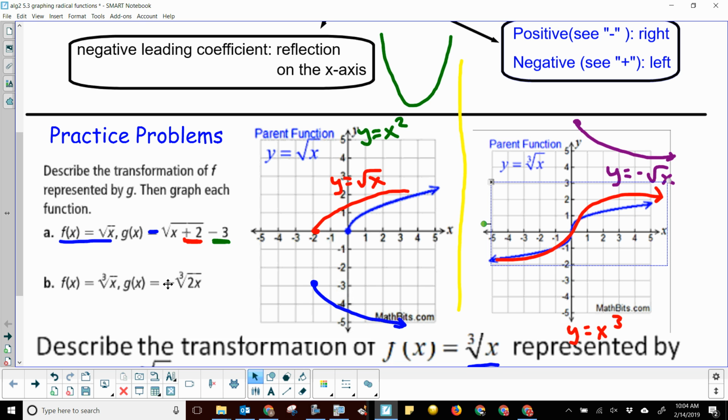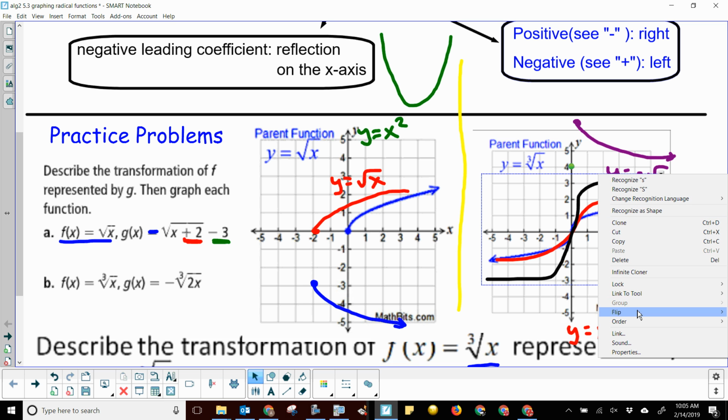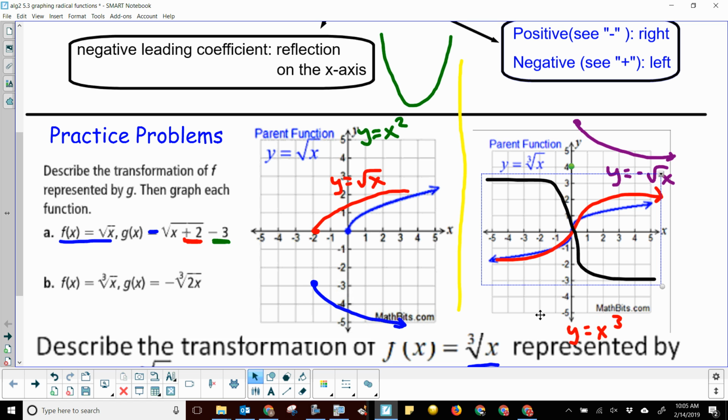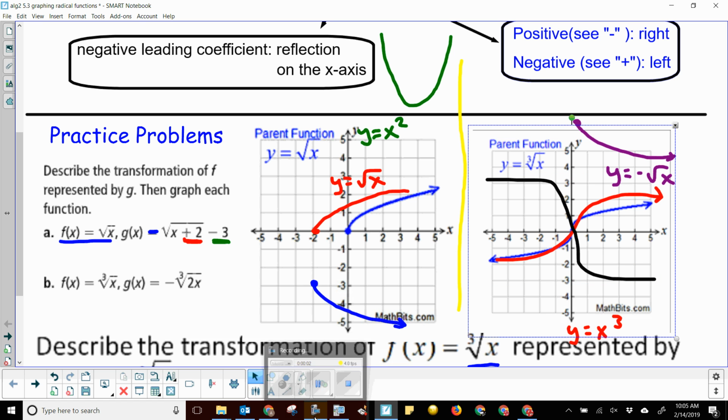So on this one, we have negative cube root of 2x. Now the 2, like I said, makes it to where it's a little bit fatter or whatever, and then we would flip it from there. So it would look something like that. But to be honest, this is where I said let's go to the calculator to see what's happening.